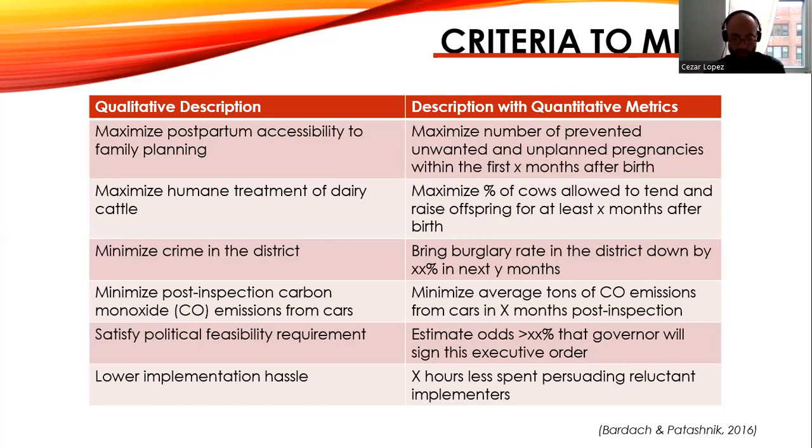Criteria to metrics. This table provides examples from Bardach and Patashnik. You see on the left qualitative descriptions such as maximize postpartum accessibility to family planning, maximize humane treatment of dairy cattle, or descriptions with quantitative metrics such as maximize the number of prevented unwanted and unplanned pregnancies within the first number of months after birth, or maximize the percentage of cows allowed to tend and raise offspring for at least X number of months after birth.